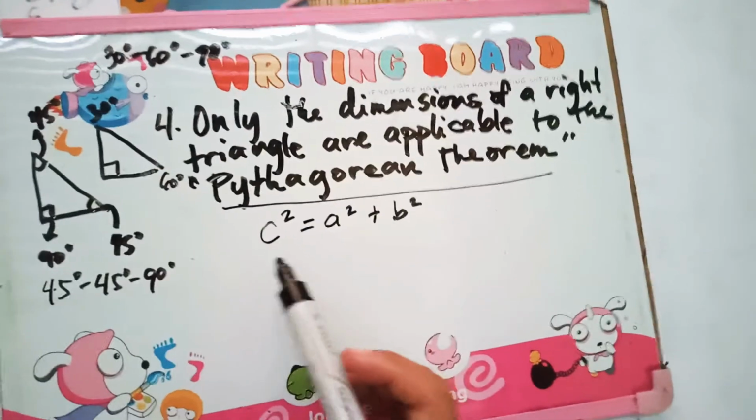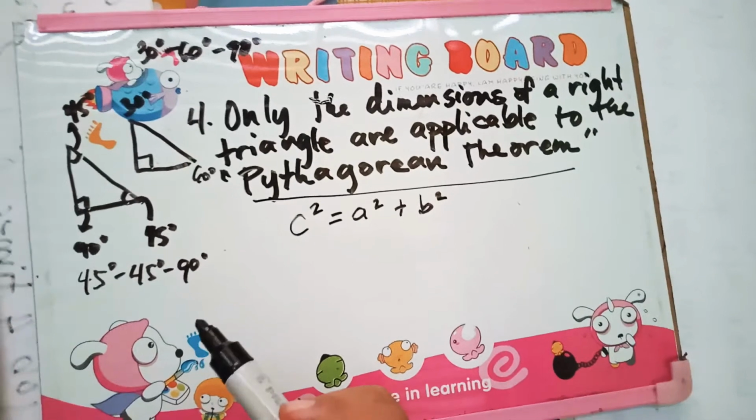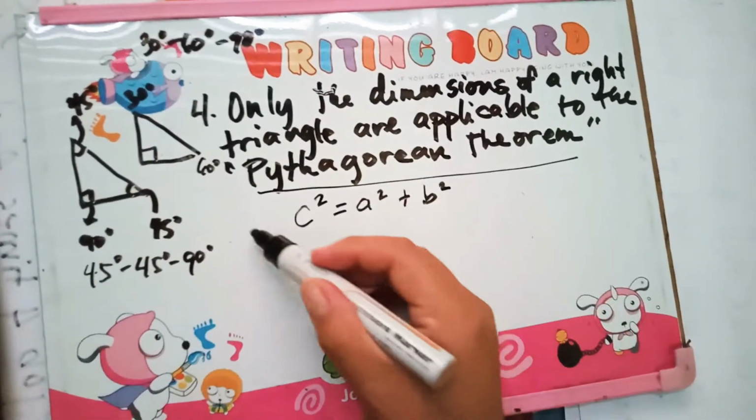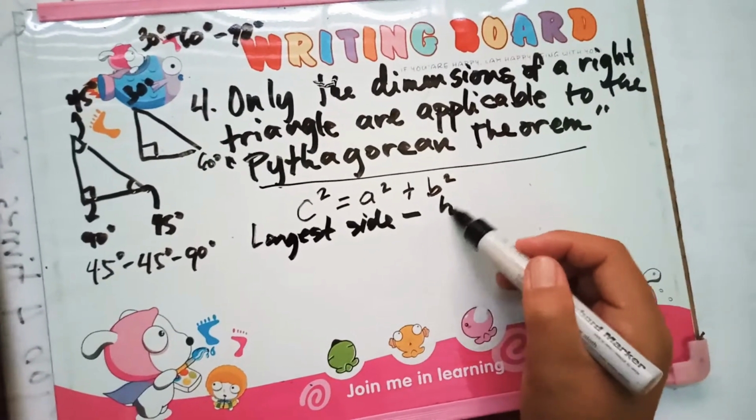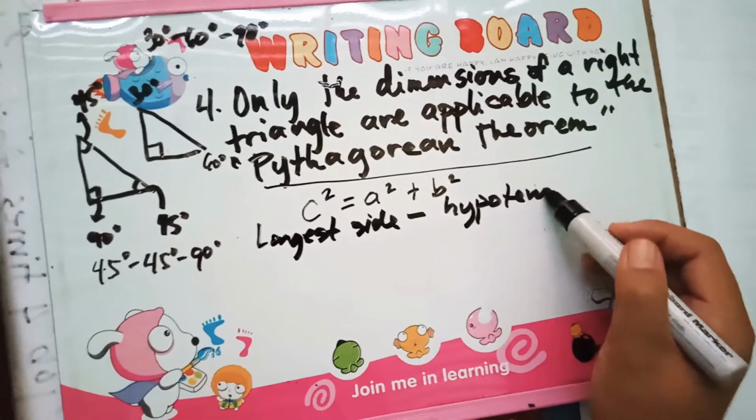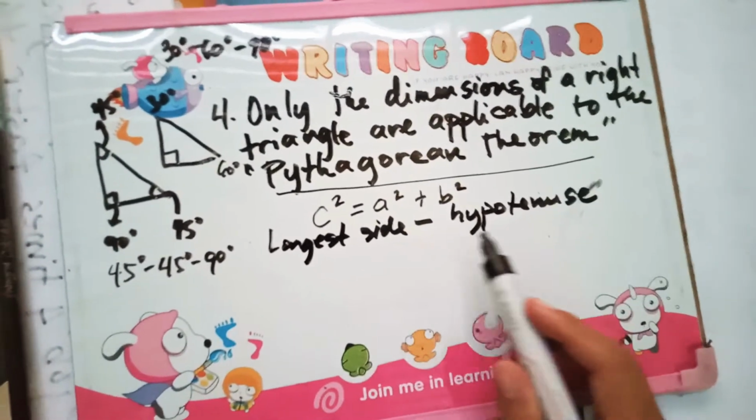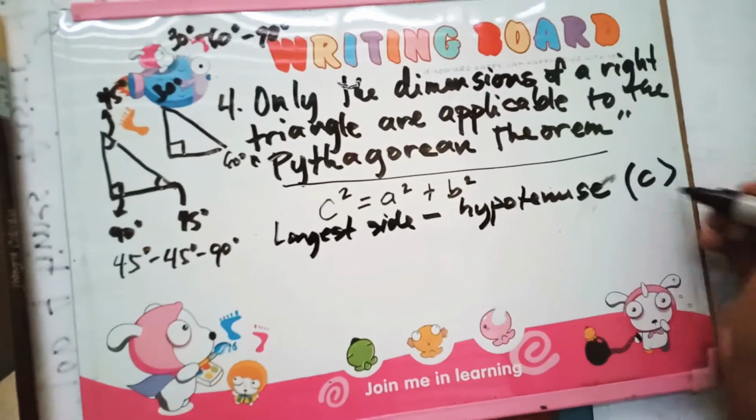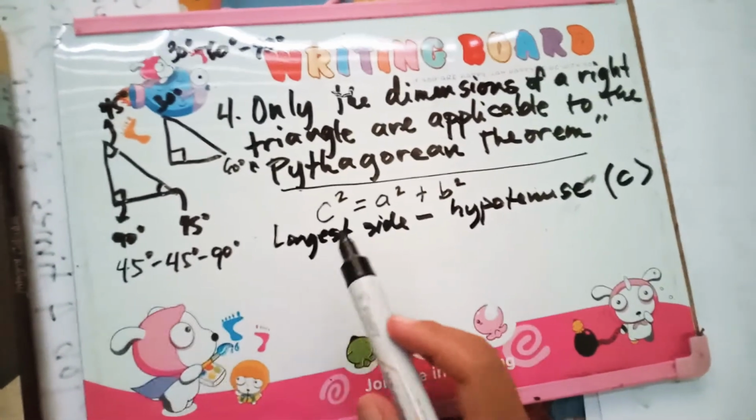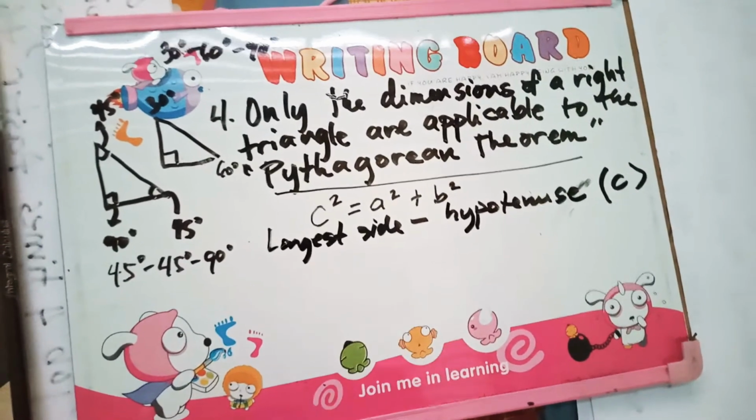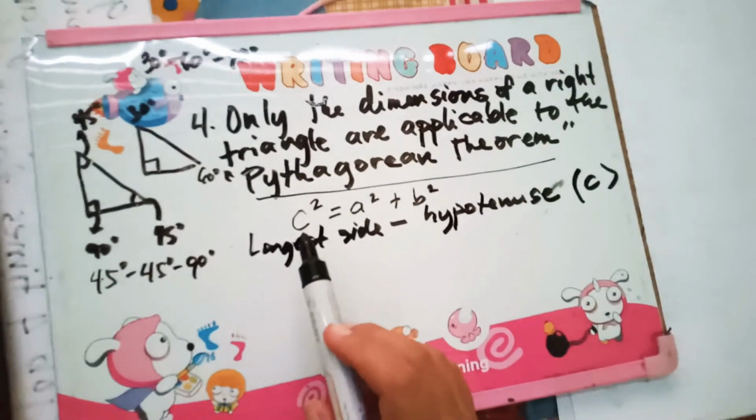Okay? The side C, in a right triangle, we call the longest side the hypotenuse. Okay? Hypotenuse. And your hypotenuse is your C, side C. So, what the Pythagorean theorem says is that the sum of A squared and B squared will always be equal to C squared.